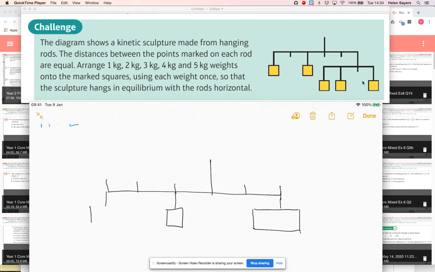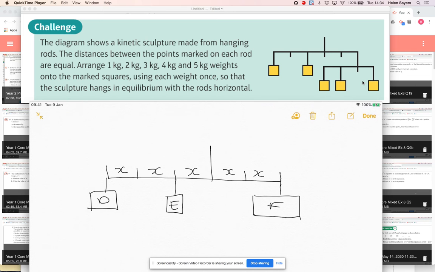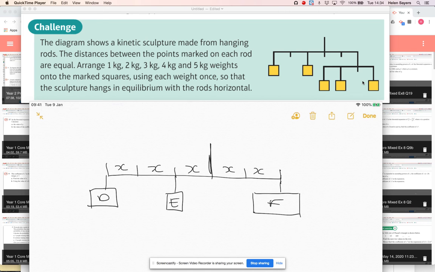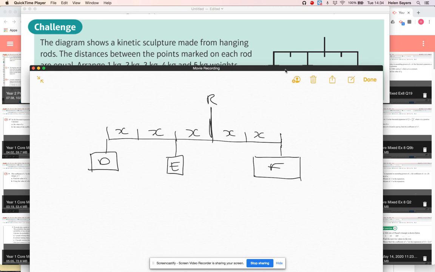Right. Okay, so I've used A, B, and C, so let's call these D, E, and then I'll call this one F for now, but obviously that's A, B, and C combined. And again, all of these divisions are the same, so let's call those X. Okay, and then let's call that point R. We've used P already. Okay, so let's take moments about R.